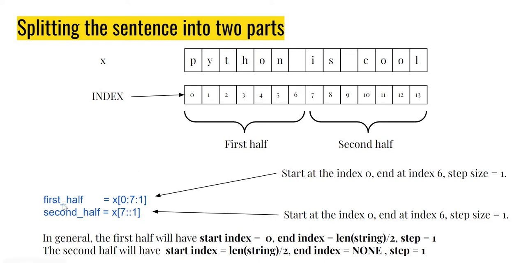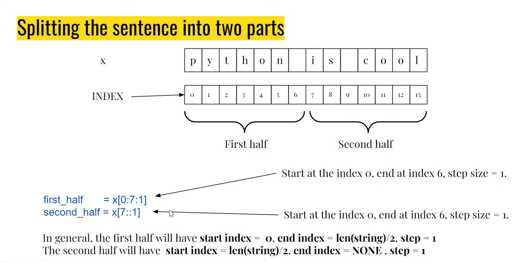I can use slicing to create the first half. The first half will be 0:7:1. And that's because with this, I'm going to get the first 7 elements, which are 0 until 6, in a step size of 1. And the second half will be starting from 7 and going all the way to 13, which is 7 colon, nothing on the stop, and then a step of 1, right?